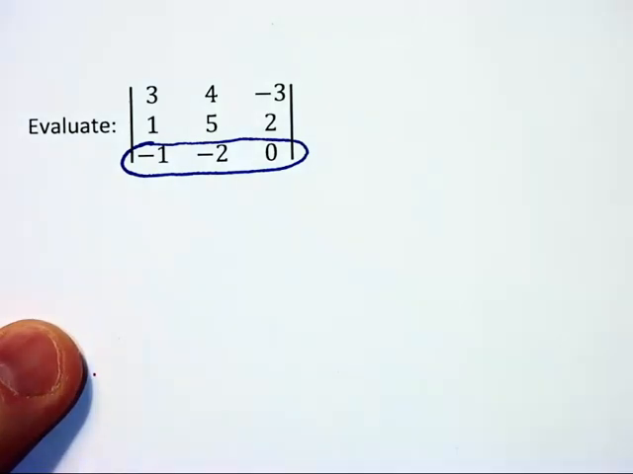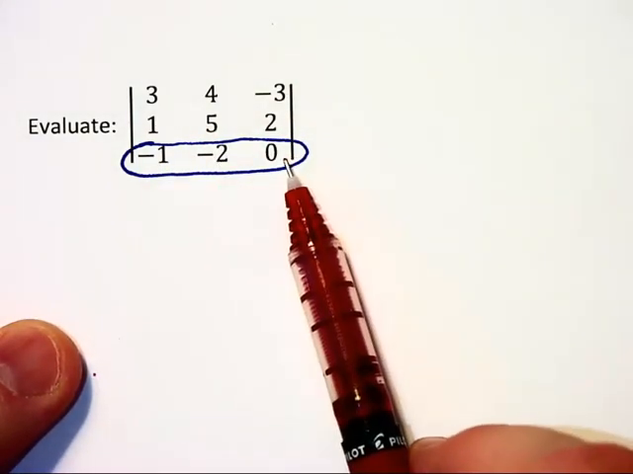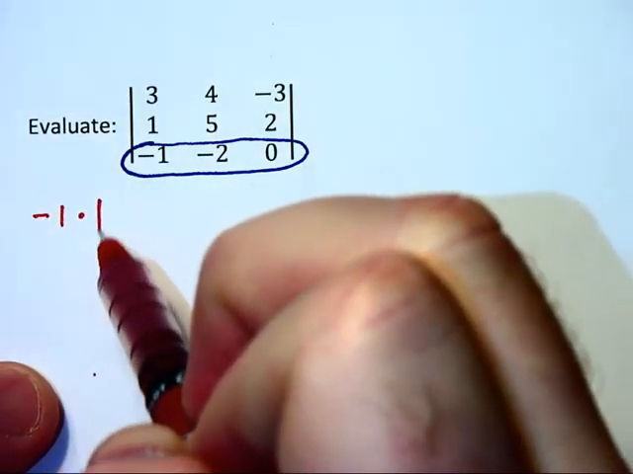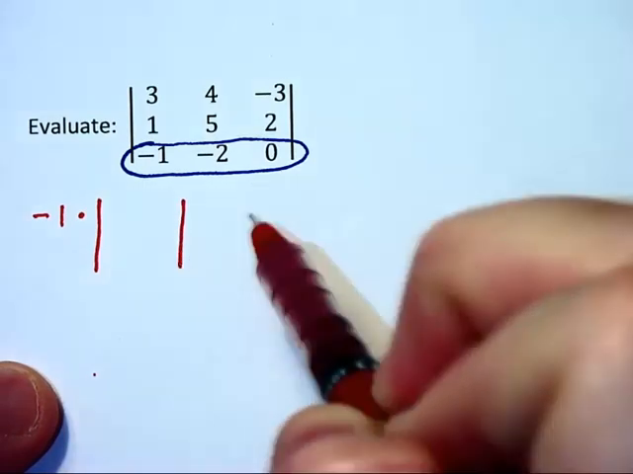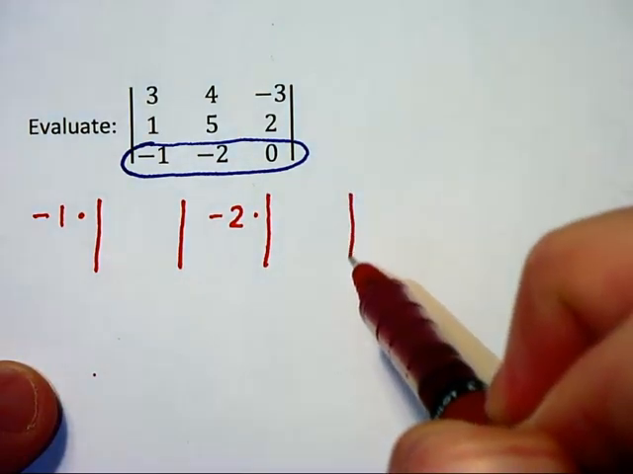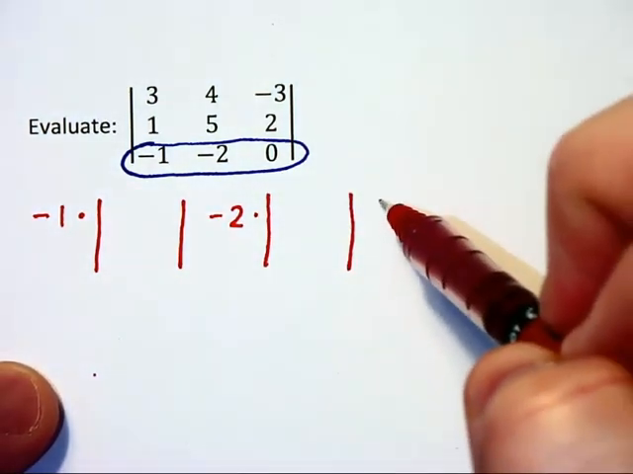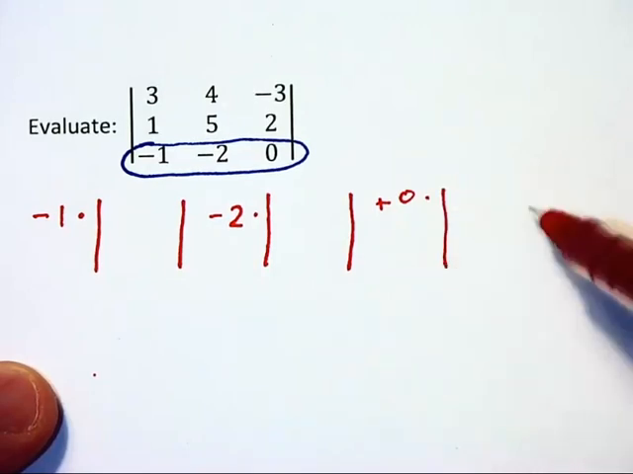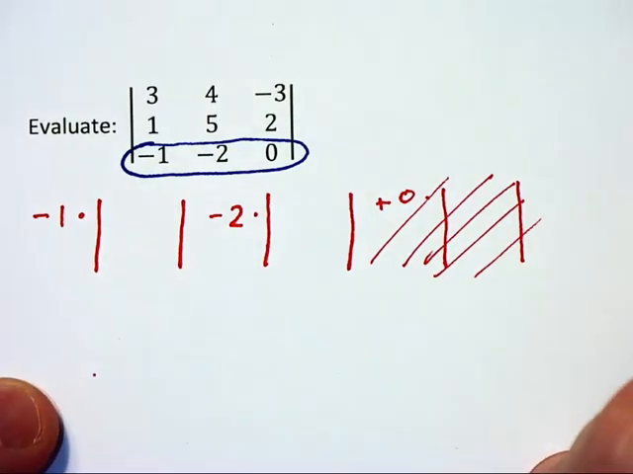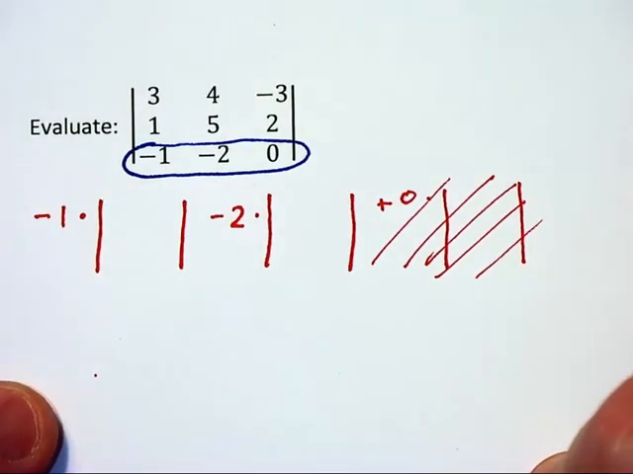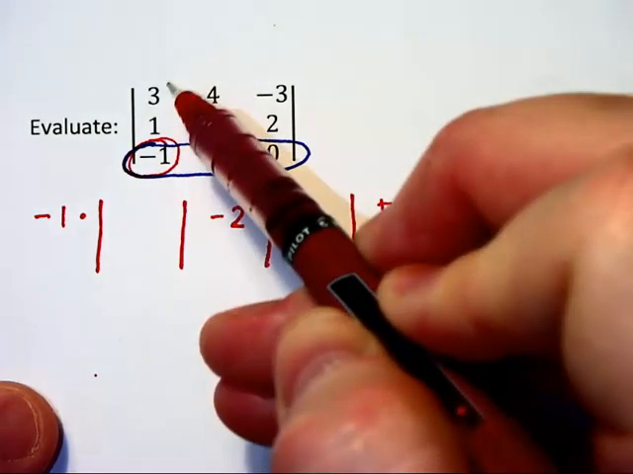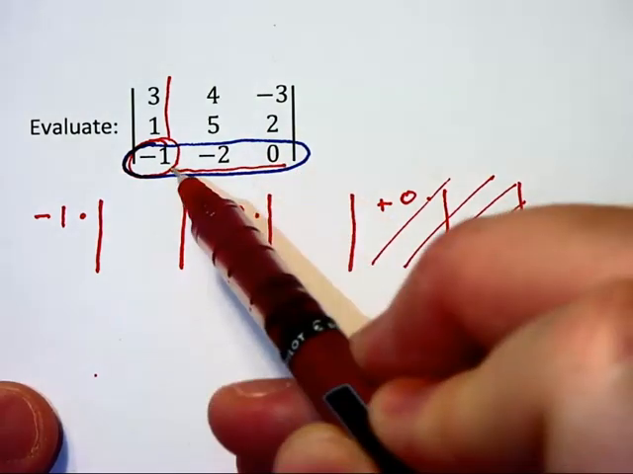And you will take each element in that row and multiply it by its minor. We will have -1 times its minor, which will be a 2 by 2 determinant, -2 times its minor, which will be a 2 by 2 determinant, and then +0 times its minor. Well, we can just ignore that option because 0 times anything is 0. Now, what is this minor? The minor of an element of a row is the values that are left when I ignore the row or the column containing that number.